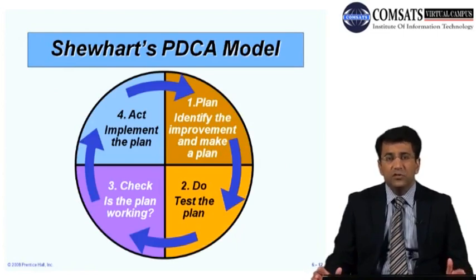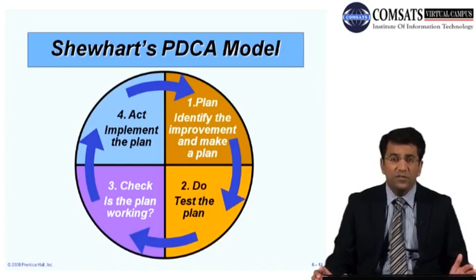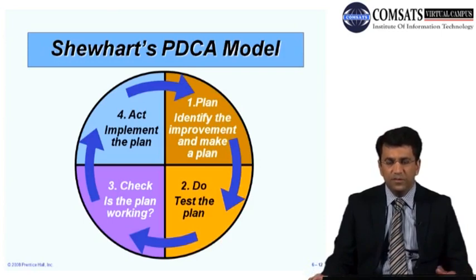Shewhart was another theorist who made a significant contribution towards quality management. He gave us a model, that is the PDCA model. What is the PDCA model? That is plan, do, check, and act. What is plan? As a first step, to ensure a continuous improvement environment within our organization, we should identify what type of improvement we need, and we should make a plan in order to have this sort of improvement. Then we should test our plan, which we have made at the first stage.